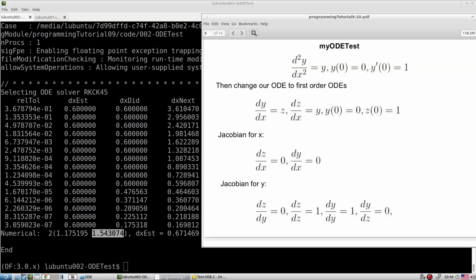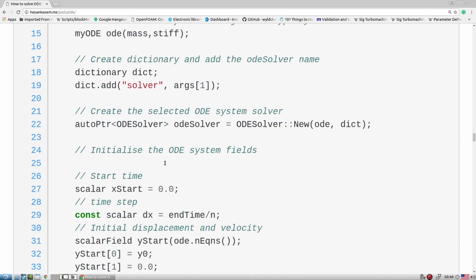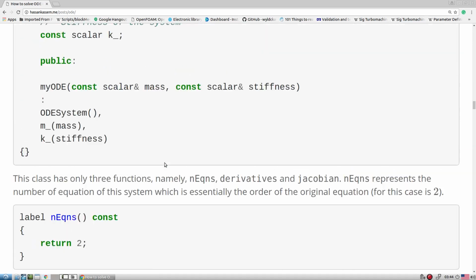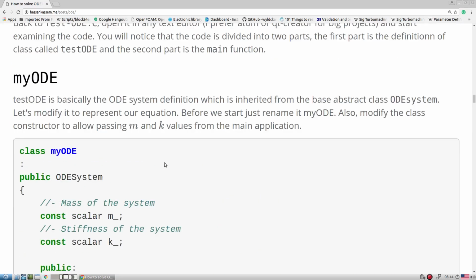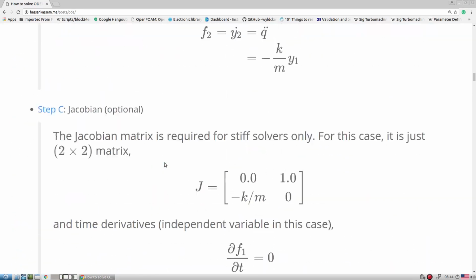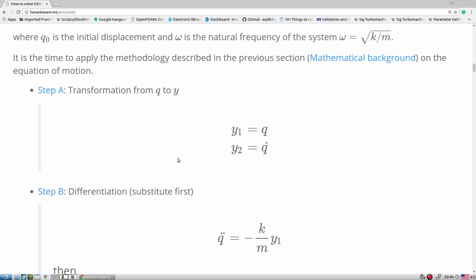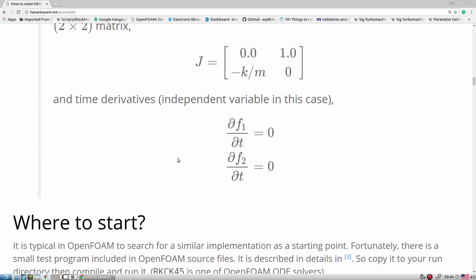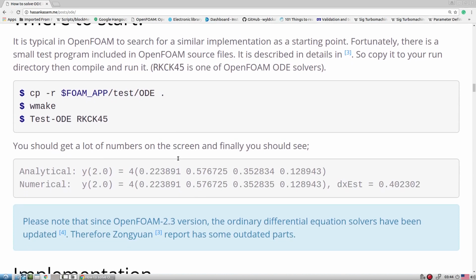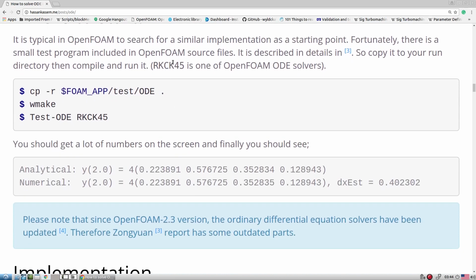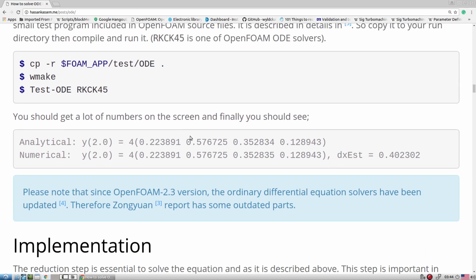Okay, so how did we proceed? We followed this very nice link that is available online and tried to understand exactly what the Jacobian is and how to construct all the entries. That is nicely explained here with the help of the spring and mass balance case. And then we tried to run it with the help of the RKCK45 solver. So that is what we did.